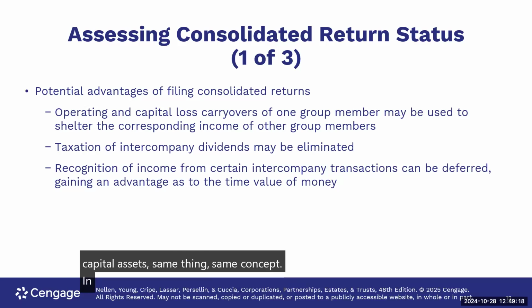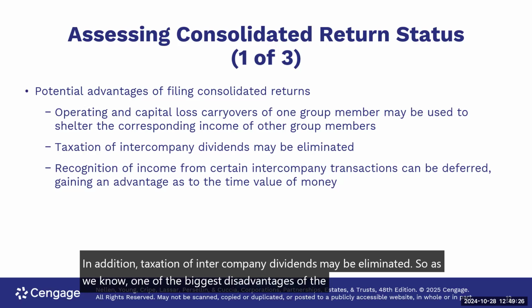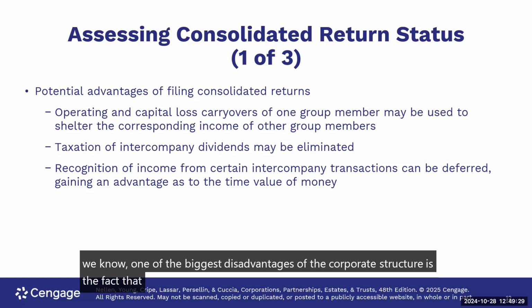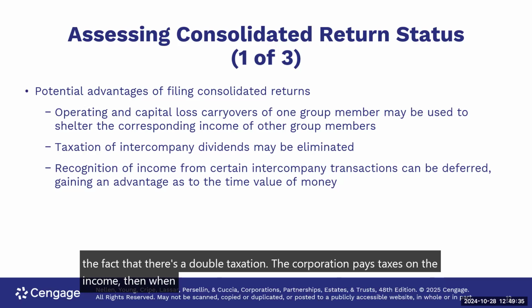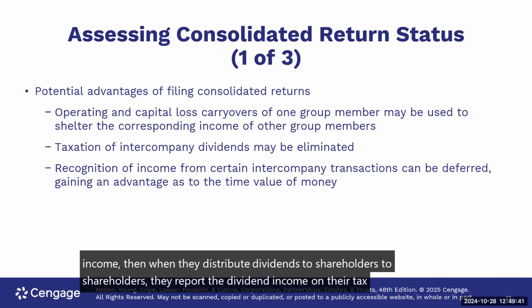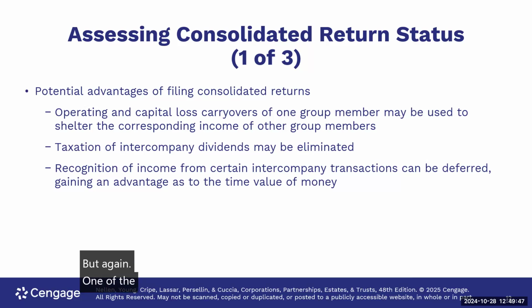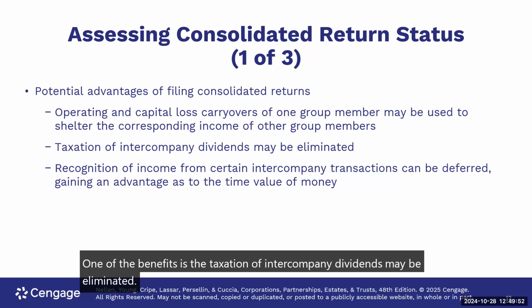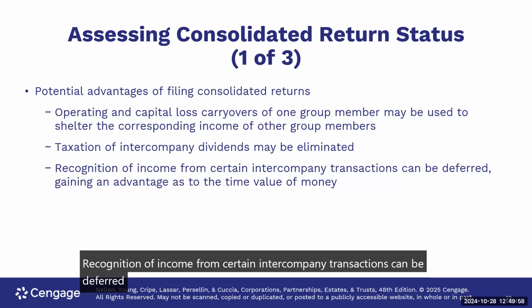In addition, taxation of intercompany dividends may be eliminated. As we know, one of the biggest disadvantages of the corporate structure is double taxation. The corporation pays taxes on the income, then when they distribute dividends to shareholders, the shareholders report the dividend income on their tax return. We know we have the dividends received deduction and things of that nature, but again, one of the benefits is that the taxation of intercompany dividends may be eliminated. Recognition of income from certain intercompany transactions can be deferred, gaining an advantage as to the time value of money.